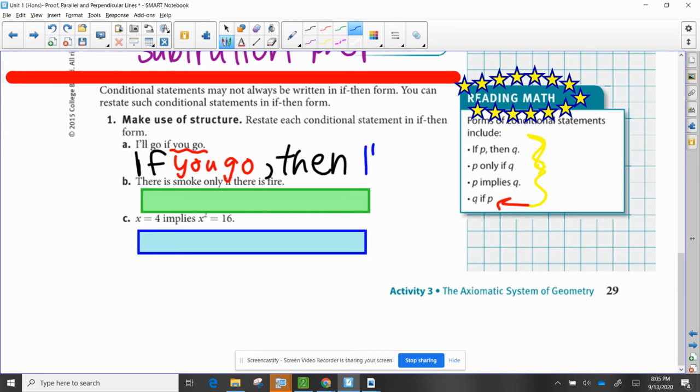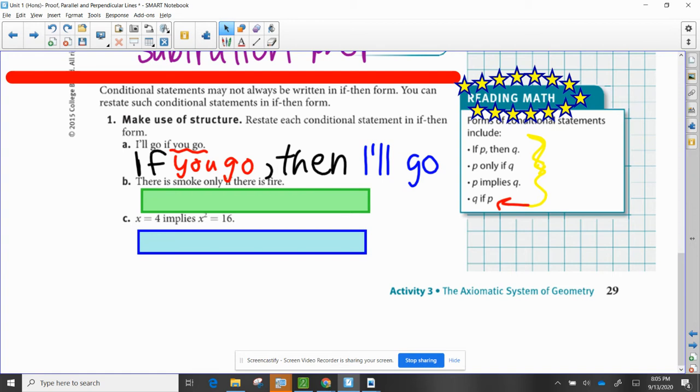Okay. Kind of like if you were going to go to a party with your friends, you wouldn't want to go by yourself. So you tell your friends, if you go, then I'm going too. Okay. So let's look at B then, where it says there is smoke only if there is fire. Okay, this is kind of a phrase you might have heard before.